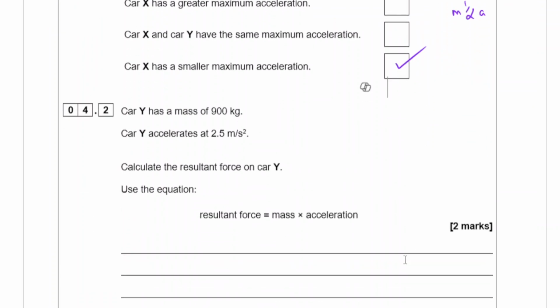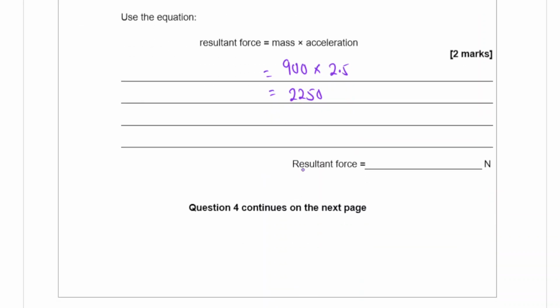Car Y has a mass of 900 kilograms. Car Y accelerates at 2.5 meters per second squared. Calculate the resultant force. So mass is 900 multiplied by 2.5. That gives me 2250 newtons. 2250.